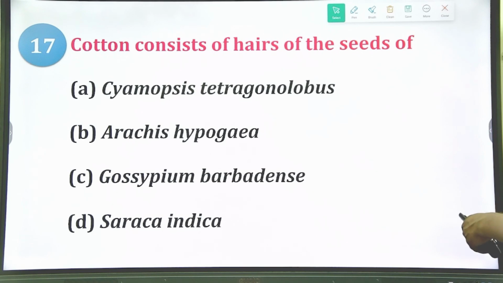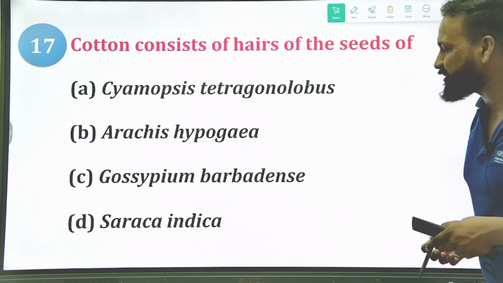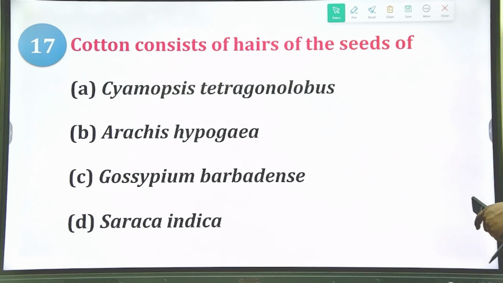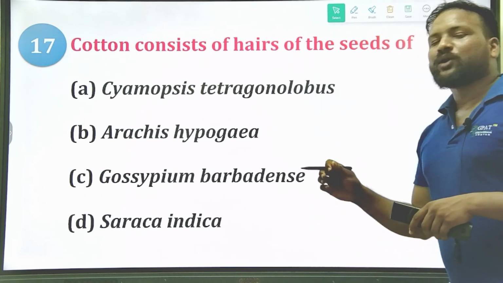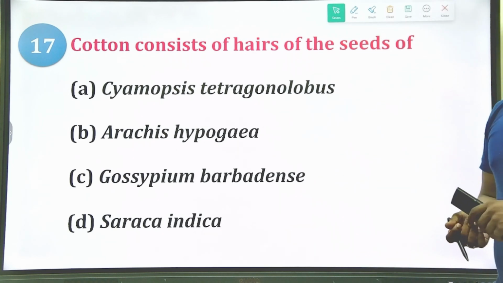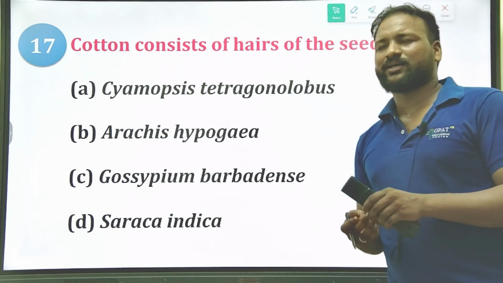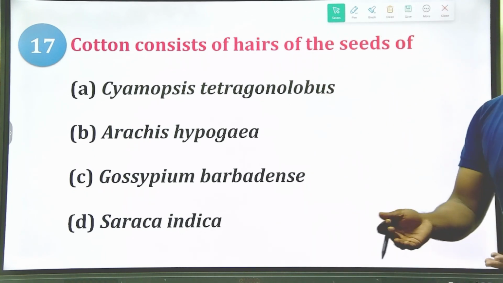The cotton consists of hairs of the seeds of. Option A, Cyamopsis tetragonolobus, option B, Arachis hypogaea, option C, Gossypium barbadense, and option D, Saraca indica. If you know something regarding cotton, you can easily answer this question. Cotton is obtained from which plant species? That's a very easy question. You just need to apply simple IQ, and understand the question in a very easy manner.